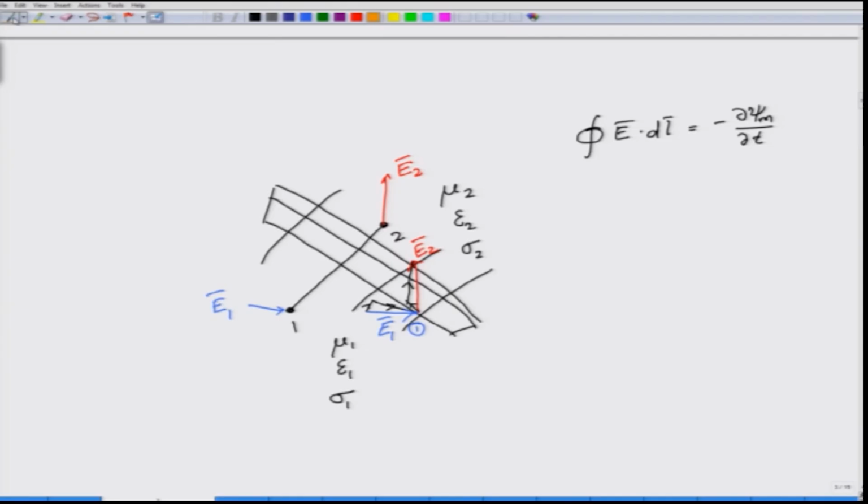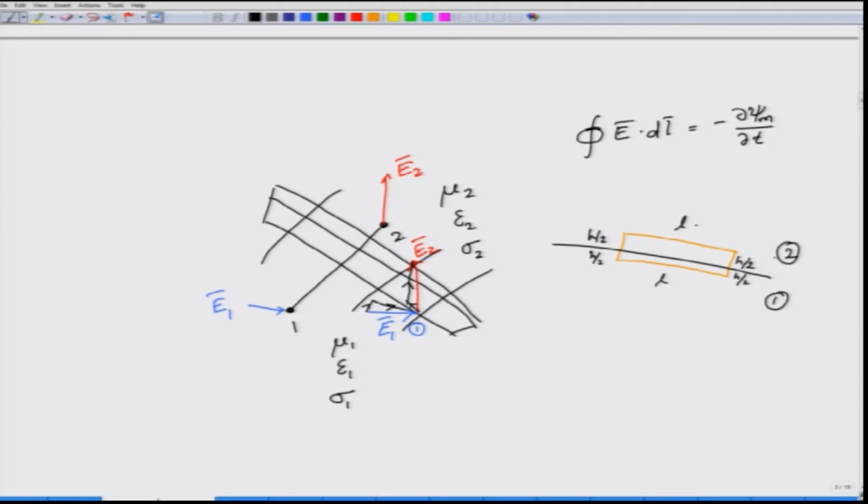So, I am going to assume a loop whose height is very small, although I am showing that this height is pretty large. Again, I made a mistake, this height should have been symmetrical, but anyway, it does not really matter. So, this height is h by 2, here is also h by 2, h by 2, h by 2, the length of this loop is L. So, this is region 1, this is region 2.